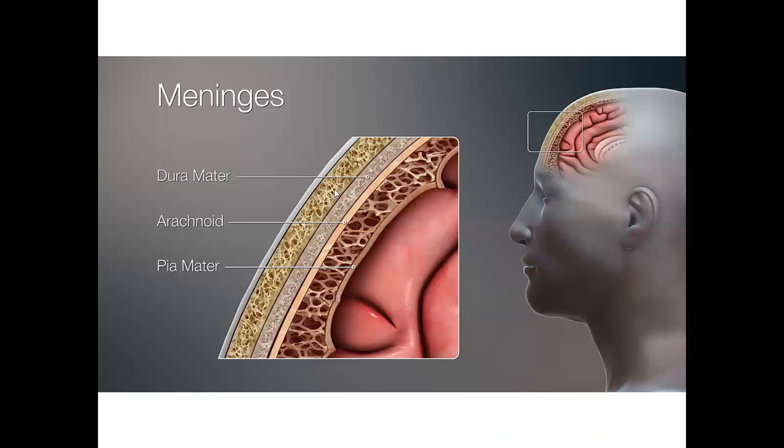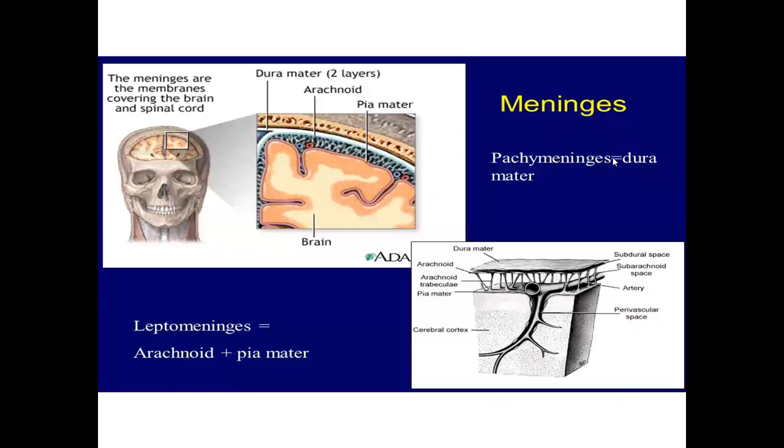So again, if you see the meninges, this is the skin, skull, dura, arachnoid, subarachnoid space containing vessels and lymphatics, and pia mater. The pia mater is adherent to the brain. Dura mater is known as pachymeninges, and leptomeninges is the arachnoid and pia mater. This is the subarachnoid space, this is the perivascular space, and this is the dura mater. Pia mater is attached to the brain. This is the subarachnoid space containing vessels.